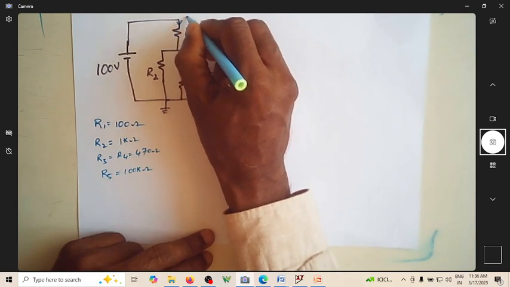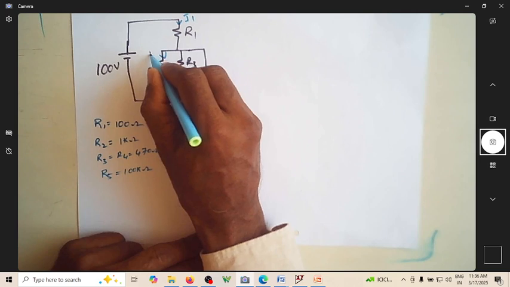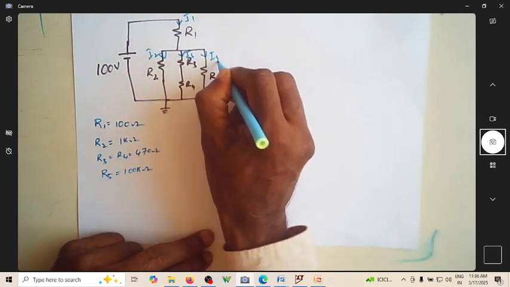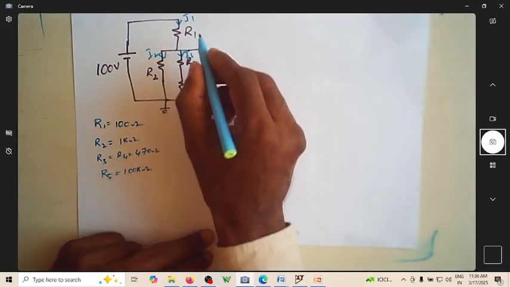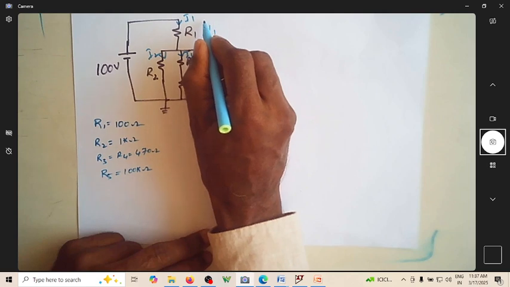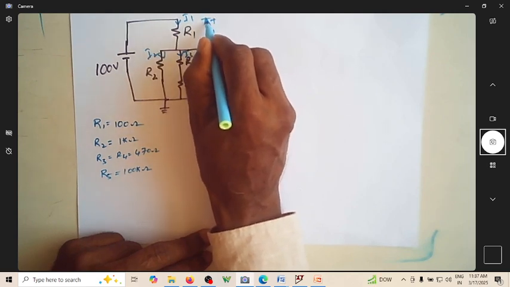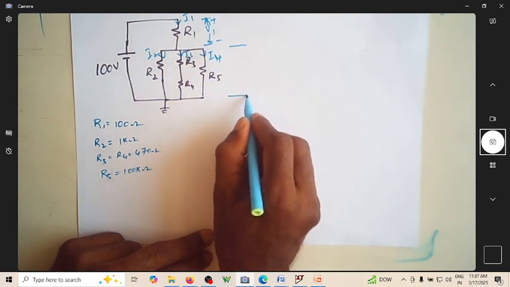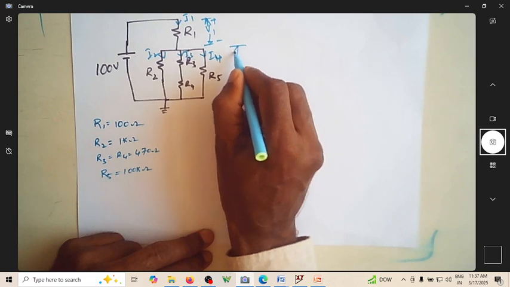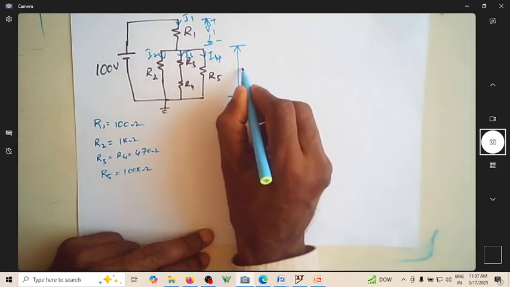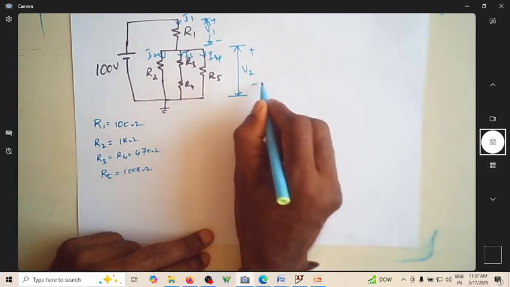So if I name this current I1, this current I2, this current I3, and this current I4. This is voltage V1 across the resistor. Now this is plus minus, and all these resistors are in parallel, so you will have the same voltage. If it is V2, it is plus minus.